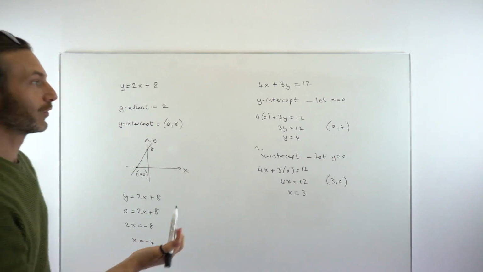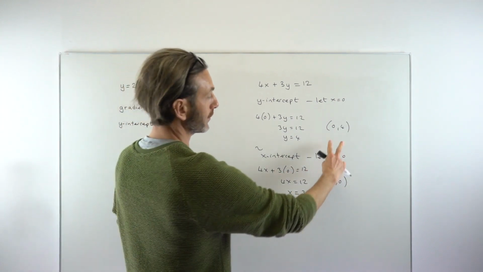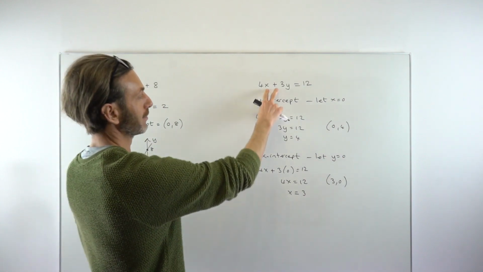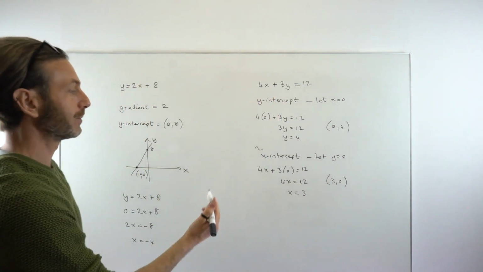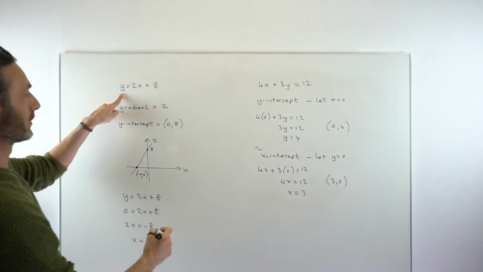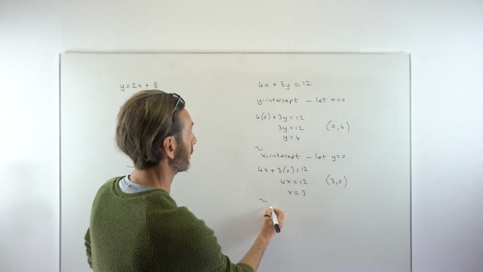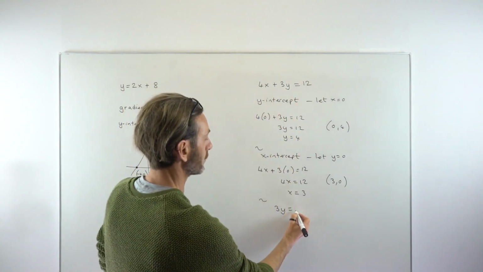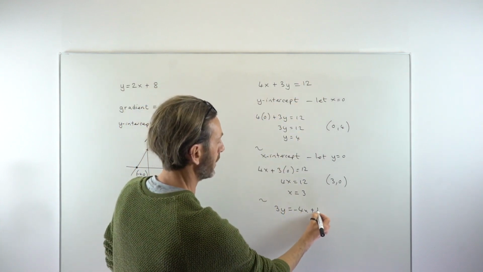What about the gradient? Well, one thing you could do is use these 2 points now to get the gradient. But generally you're going to get the gradient by rearranging the line, just by doing a bit of algebra. So we want to make y the subject of the formula. We can achieve that by subtracting the 4x to the other side. So we're going to get minus 4x plus 12.